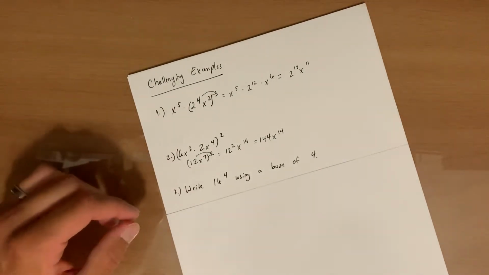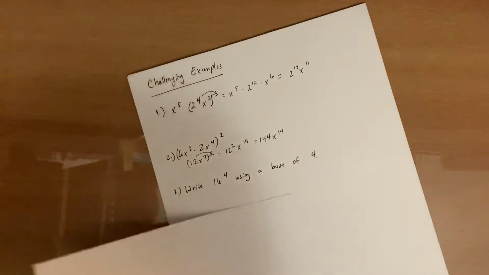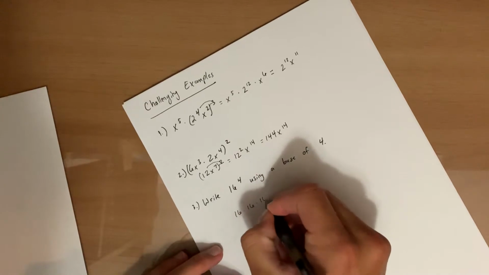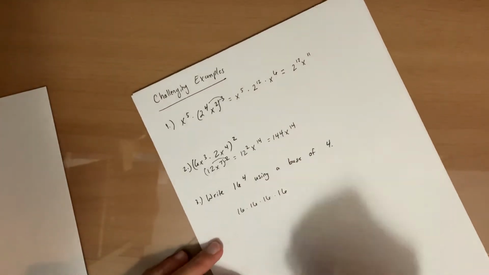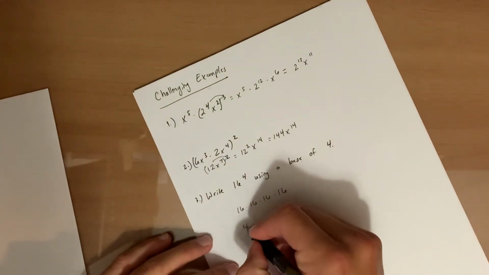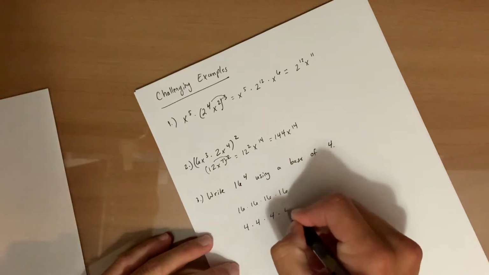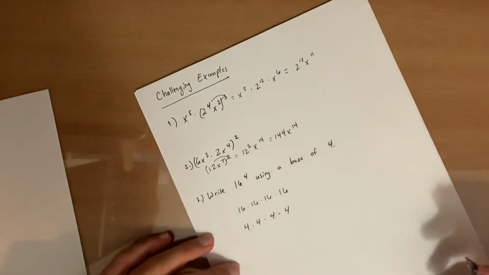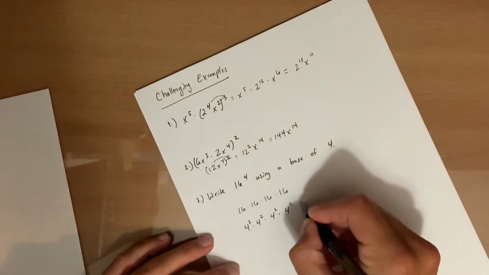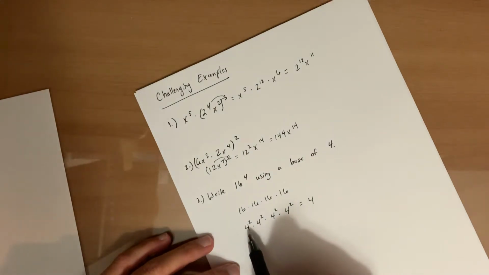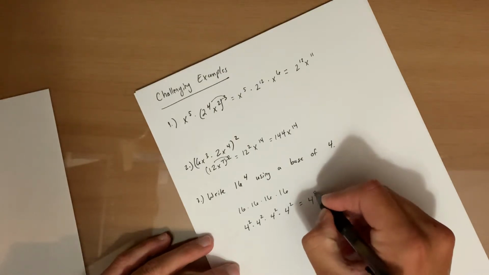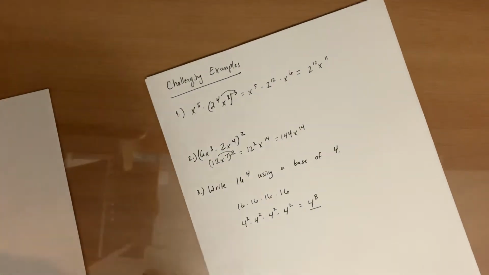All right, now a little bit different here. It says write 16 to the 4th using a base of 4. Okay, so what I want to do here is I'm going to go ahead and write 16 to the 4th. So it's 16 times 16 times 16 times 16. But it says it wants me to use a base of 4. So I could think, all right, I'm going to change these bases to 4. Okay, but I want it to have the same value. So 4 to the what power equals 16? Well, that's 4 squared. Okay, so I got 4 squared. So now I can say, follow my MADS rule and say that I'm adding these. So 2 plus 2 plus 2 plus 2 is going to give me 4 to the 8th power. So my answer would be 4 to the 8th there.